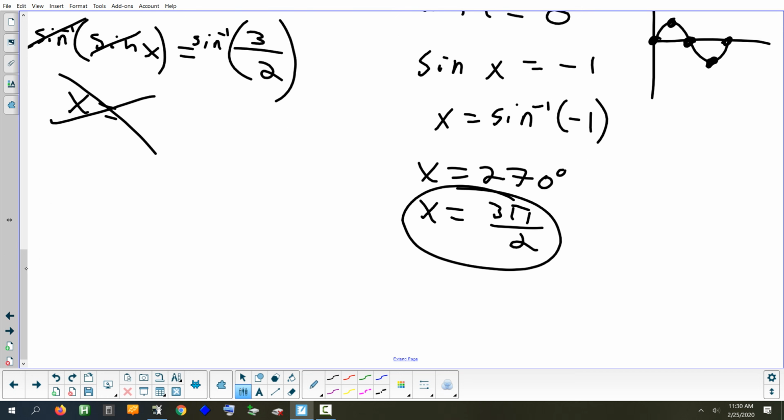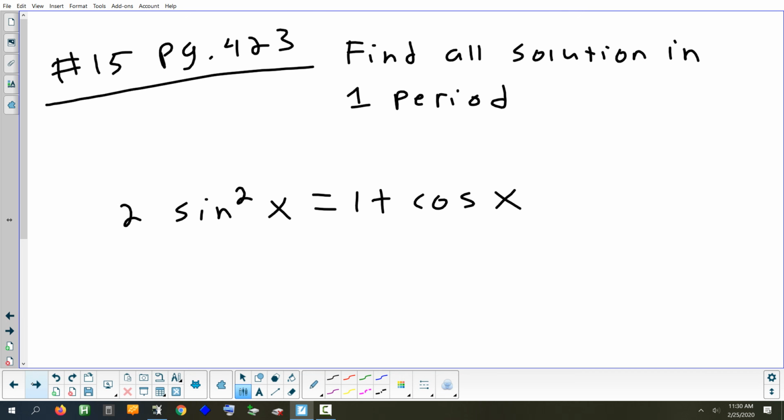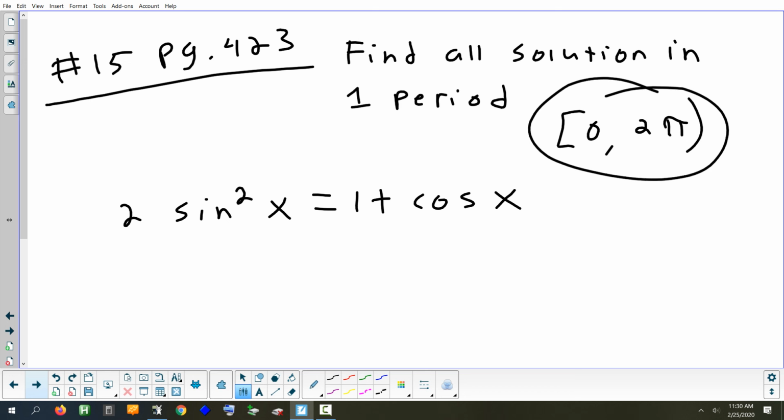Okay. Any questions on that first one so far? Okay. All right, let's look at this one. Now, it does say find all solutions in one period. On the test, I will tell you where one period is. 0 to 2 pi. So you're not going to have to worry about figuring that part out. I'm going to tell you that it's 0 to 2 pi. Because if you don't know this, then you don't even know where you're looking for answers. That's it.